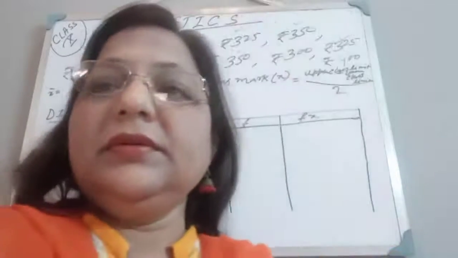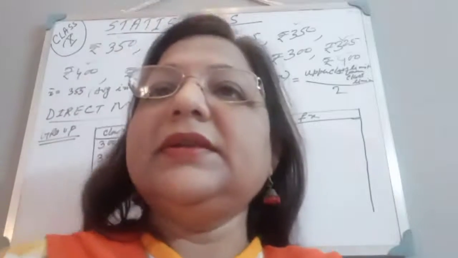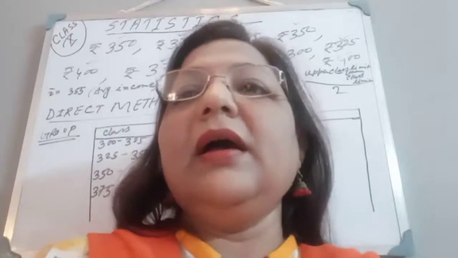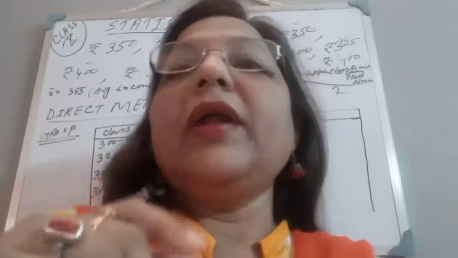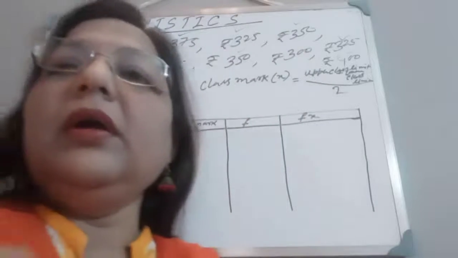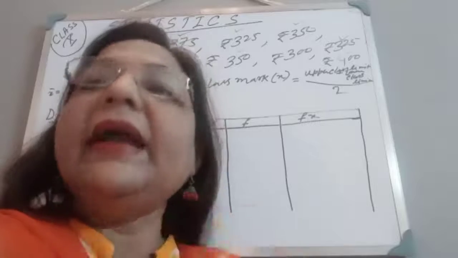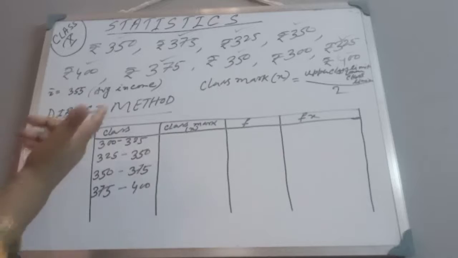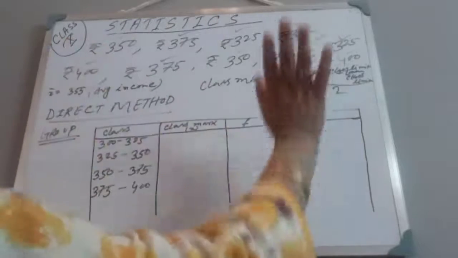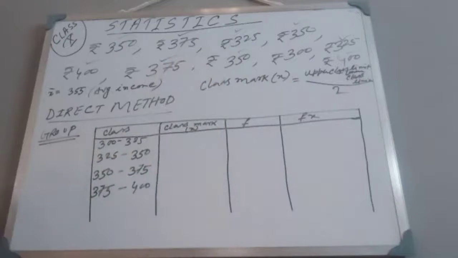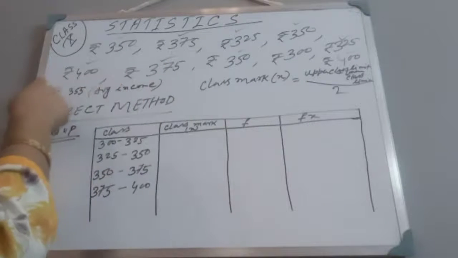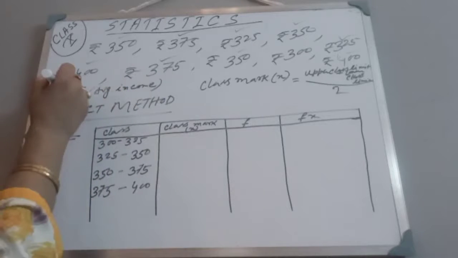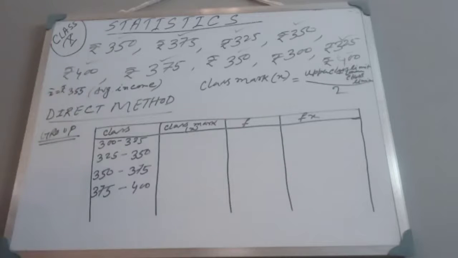Now we have come to the next part of statistics, mean. We have already started it, and in the last video I explained it for ungrouped data. Now we will show how to write the data in group form or class form. We will use the same data: 350, 375, and so on, the earnings for 10 days. We already got X bar, the average income of 10 days, as rupees 355. I showed that in the last video.